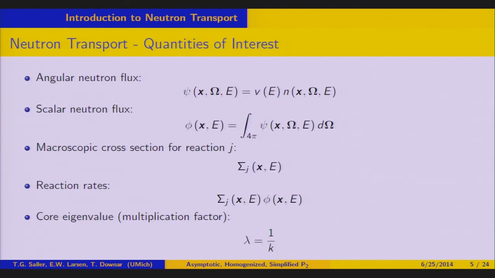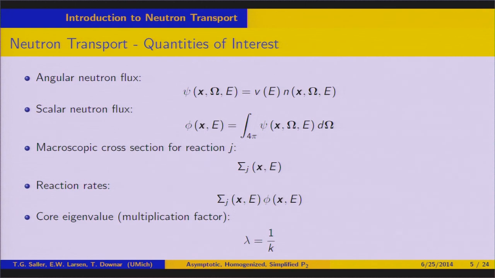Okay, so quantities of interest. These are all the things I care about, and they mean a lot to me. So the angular neutron flux is the first one. That's just the product of the neutron's velocity with the neutron density in the reactor. And so that's a function of space and angle and energy. When I say angle, I mean the angle that the neutron is traveling. Then we have the scalar neutron flux, which is just an integral over all angles of the angular neutron flux.